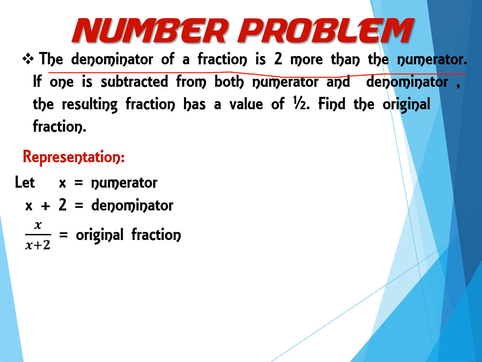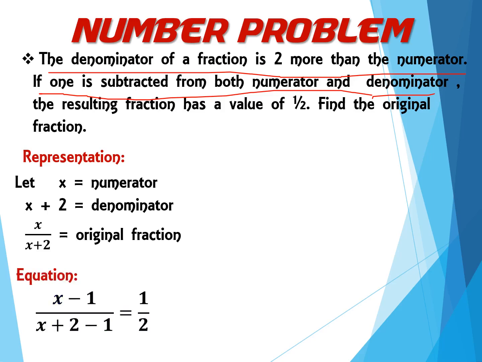Now, to form the equation, we will be using the second condition. It says here that if 1 is subtracted from both numerator and denominator, the resulting fraction will be 1/2. So we will subtract 1 in the numerator, so you will have x minus 1, and then in the denominator, you will have x plus 2 minus 1 is equal to the resulting fraction, 1/2. And then if we simplify this one, that will give us the equation x minus 1 over x plus 1 is equal to 1/2.